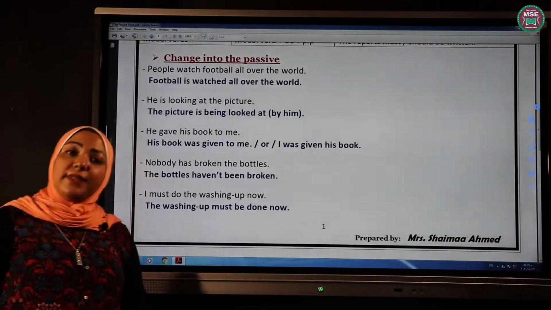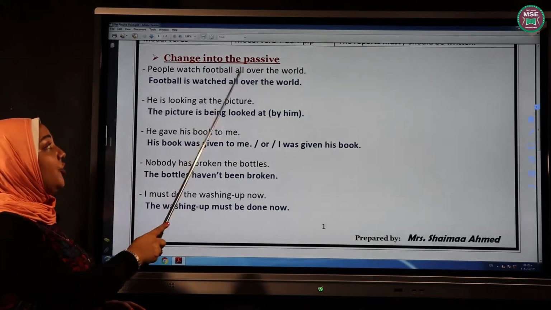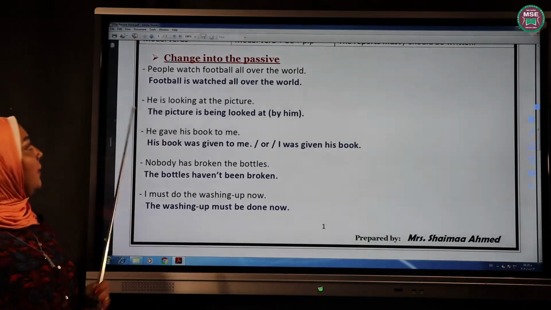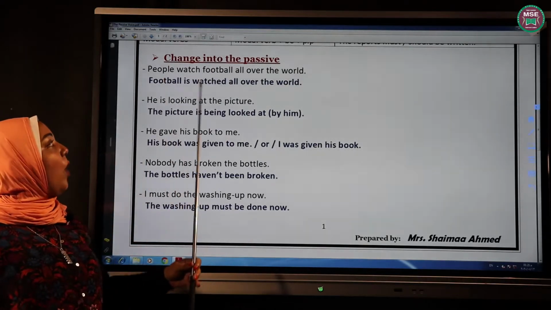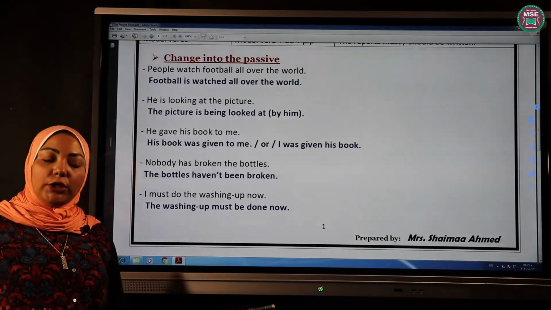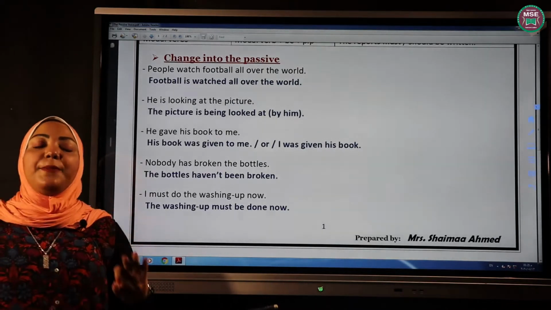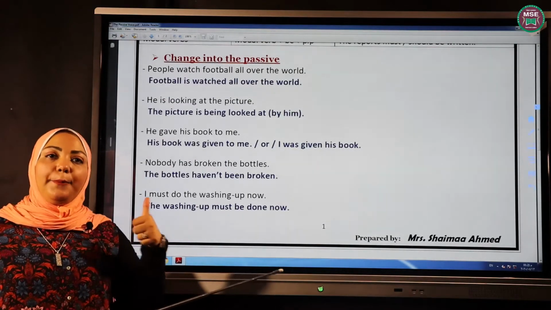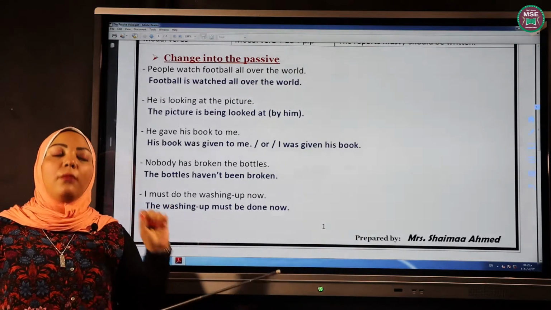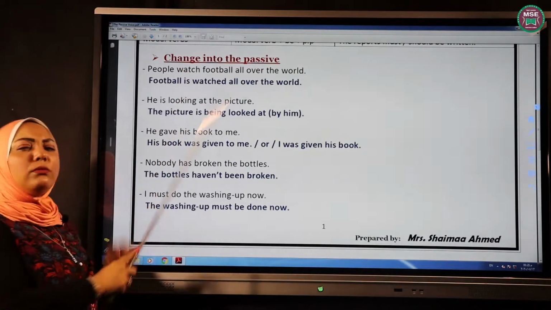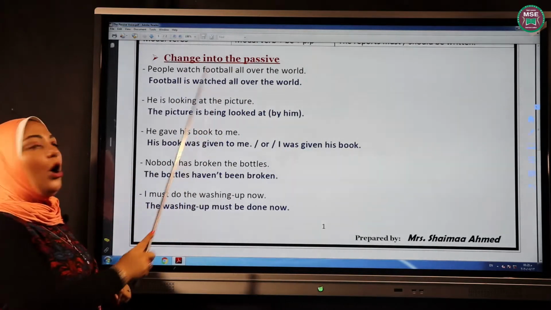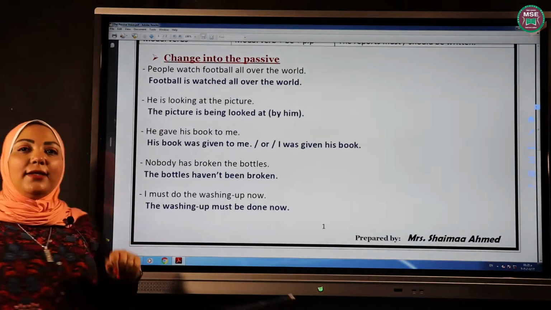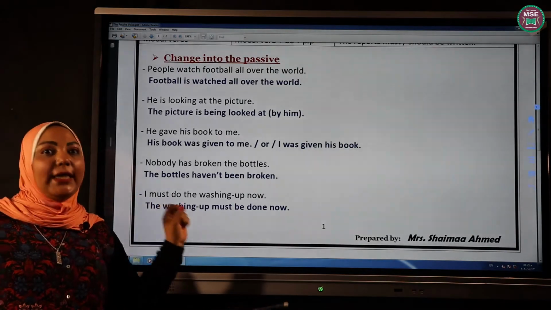Okay? Here you have some sentences that we are going to change from an active voice into the passive one. Sentence number 1. People watch football all over the world. Remember always the 3 steps of changing from an active sentence into the passive one. Step number 1, begin with the object. People watch what? Football. Okay, so football is the object. Start with it.